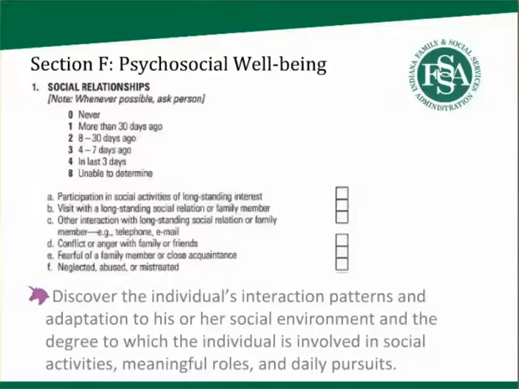Section F is psychosocial well-being, and this has 5 assessment parts to evaluate the individual's social environment. F1 is discovering the individual's patterns for participating in social activities, their interest in social activities, relationships with family members, and or other social acquaintances.